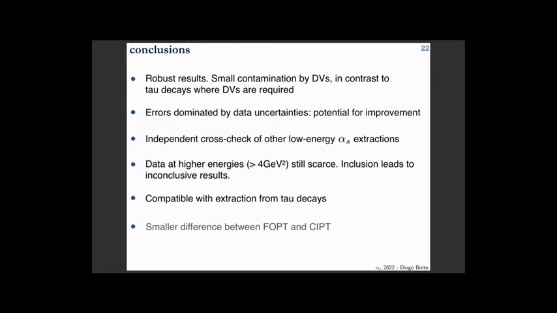The data at higher energy is still scarce. What happens if you include the data at larger energies? It's still unclear because there are not that many data points. Errors are quite large. Some of them are slightly above perturbation theory. So there are some issues there. It's not very easy to make a proper statement about the data above 4 GeV squared. And everything turns out compatible. And if you want to know, the difference between FOPT and CIPT here is smaller. That's it.